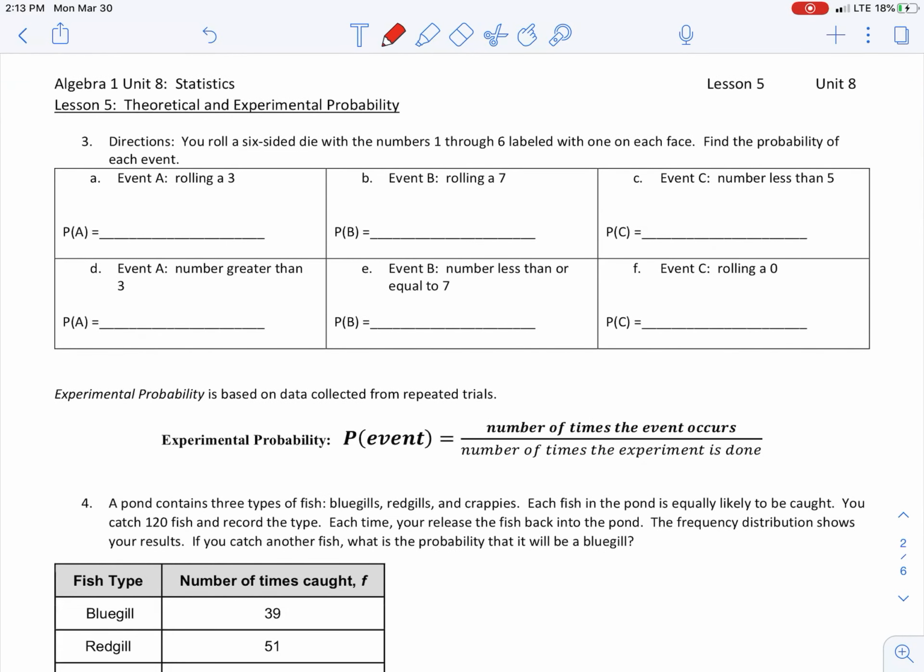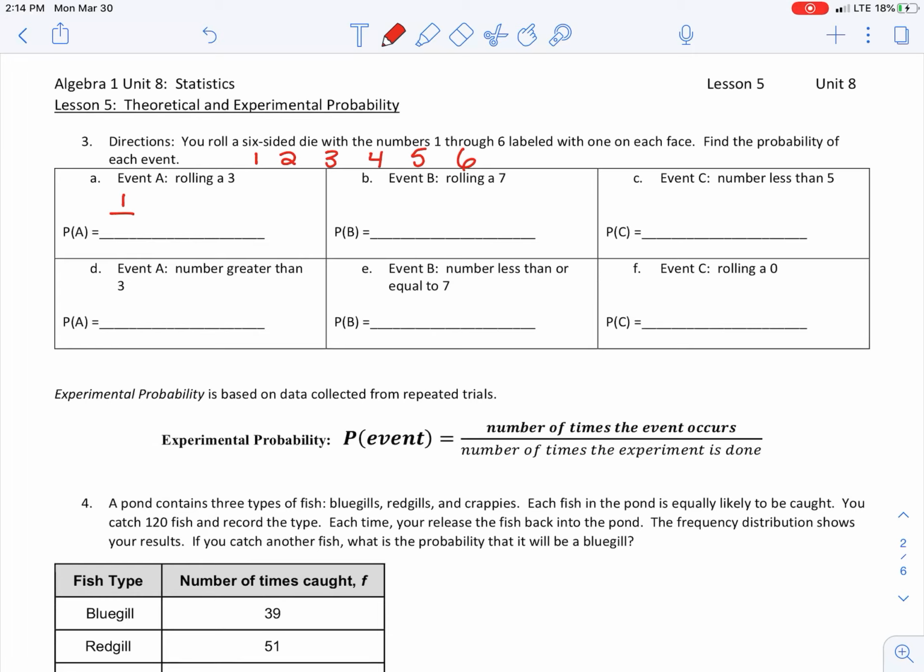Okay, moving on to number 3. So it says you roll a 6-sided die with the numbers 1 through 6 labeled with 1 on each face. So basically just a regular die. Find the probability of each event. So if you want to roll a 3, and you have the options of rolling a 1, 2, 3, 4, 5, or 6. What it's asking basically is, how many favorable outcomes do you have? How many times out of these 6 numbers, how many of them are 3? Well, there's only 1 3.